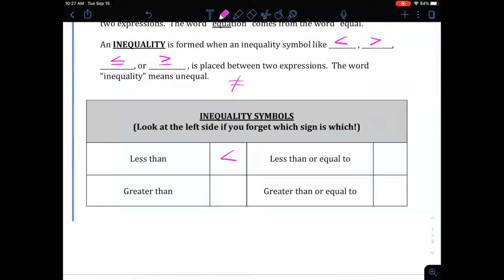Like I said down here, less than. The way I remember the less than symbol is make an L with your left hand with your pointer and your thumb. This is your pointer finger, this is your thumb. And then tip it sideways. That's going to be an L. That's going to be less than. So pointer finger, thumb, turn it sideways, that's less than. Okay? So less than is that way, greater than is the other way. Less than or equal to, greater than or equal to.